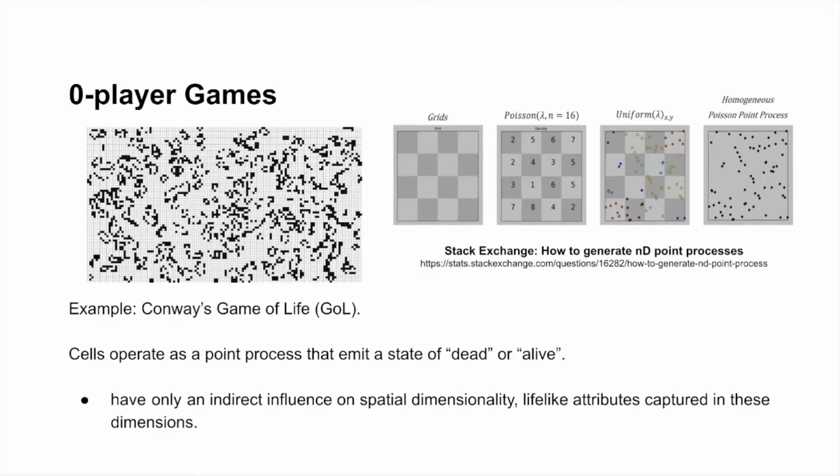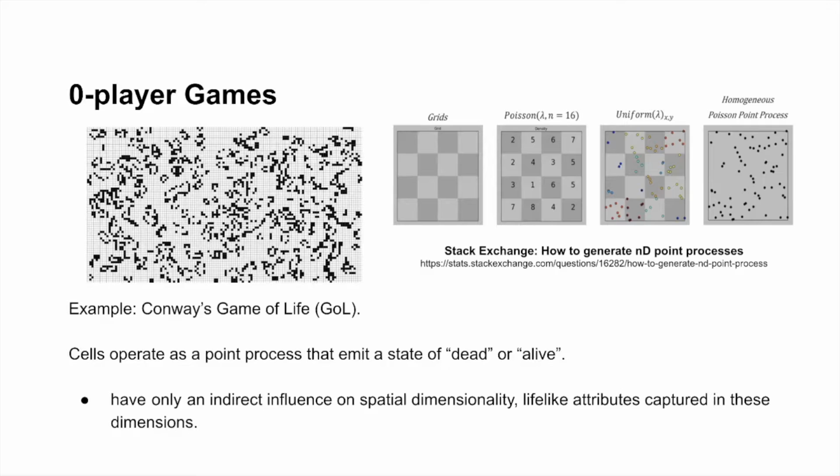So the first thing we're going to talk about here is zero-player games. An example of which is Conway's Game of Life. So in this game, this is Conway's Game of Life over on the left. And to the right, you can see how you can generate n-dimensional point processes. And you can see that this is what we kind of use in the Game of Life. This is a zero-dimensional aspect of it, this point process, the single point that changes its state over time.